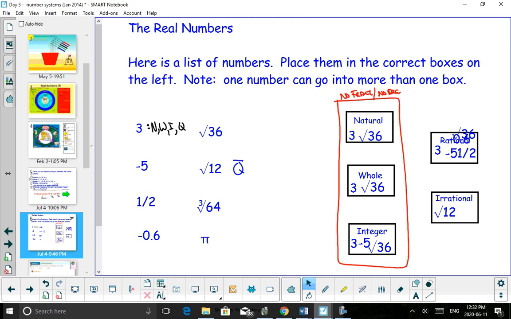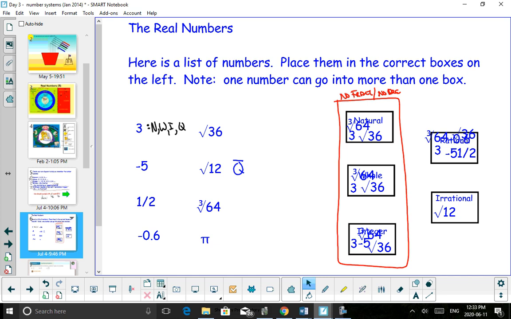Okay, so is 4 a natural number? Yep. Is it a whole? Yep. Is it an integer? Yep. And since it's an integer, it's also rational. Look at how full that rational bucket's getting. Remember I said most numbers are rational?